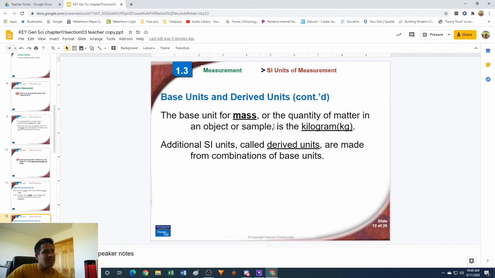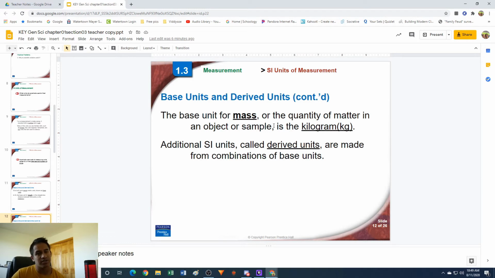The base unit for mass is not the pound. Okay, a pound is actually not a measure of mass at all. When you step on the scale and you see how much you weigh, a pound is actually a measure of force. It's the force of gravity pulling you down to the ground, and mass is the measure of how much matter is inside of an object or a sample. So if you step on a scale, it will tell you how much gravity is pulling you down to the floor, but it won't tell you how much mass is in your body. Okay, the unit for mass is the kilogram. You might be familiar with the gram, which is certainly a version of the kilogram. It's a smaller version, but the kilogram is the SI unit.